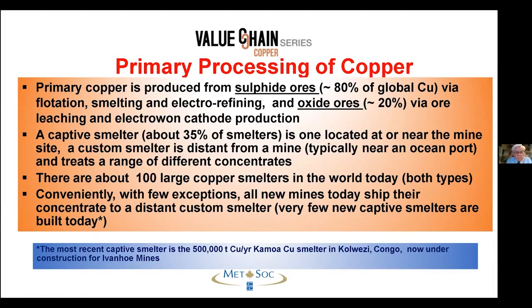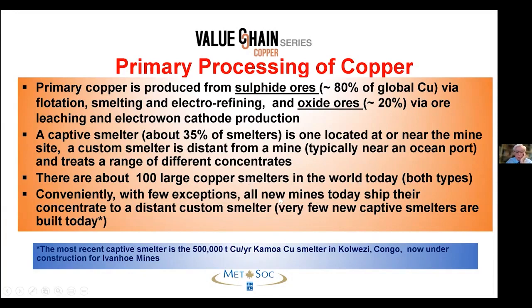In terms of smelting, a captive smelter, about 35% of total smelters, is one located at or near a mine site. A custom smelter is located away from a mine, typically near a port, and it treats a range of many different concentrates. There are about 100 large copper smelters in the world today of both types.